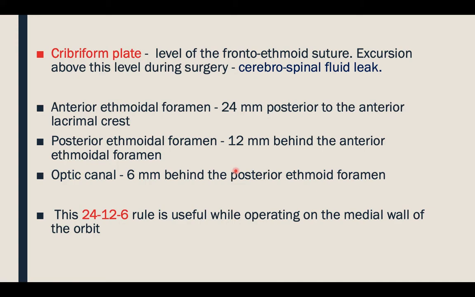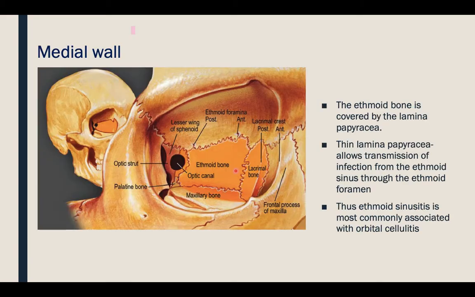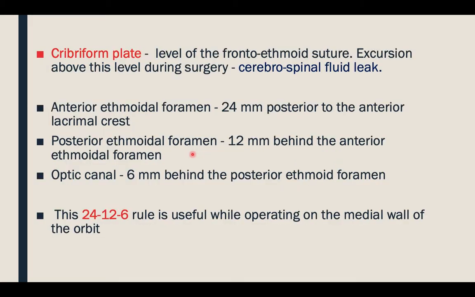The anterior ethmoidal foramen is 24 mm posterior to the anterior lacrimal crest. The posterior ethmoid foramen is 12 mm behind the anterior ethmoidal foramen. And the optic canal is 6 mm behind the posterior ethmoid foramen. Here we can see the anterior, then the posterior ethmoid foramen and the optic canal here. So this is 24 from the lacrimal crest. This is 12 from the anterior, and the optic canal is 6 from the posterior ethmoid foramen. This 24-12-6 rule is useful while operating on the medial wall of the orbit.